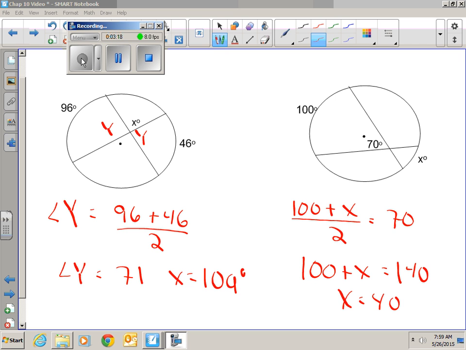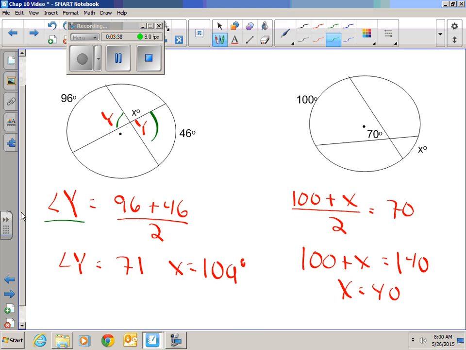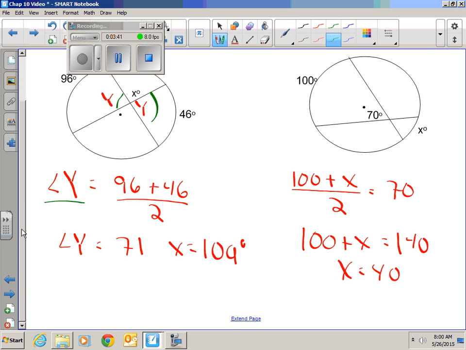Looking at these two problems, I'll call this angle Y, because that's not what we're solving for, but it's the chord angle. Angle Y is equal to the sum of the arcs, so 96 plus 46, all divided by 2. 96 plus 46 is 142. Divide that by 2 to get Y equals 71. Angle X is the supplement of angle Y, because those two angles make up a straight line. So 180 minus 71, X must equal 109.